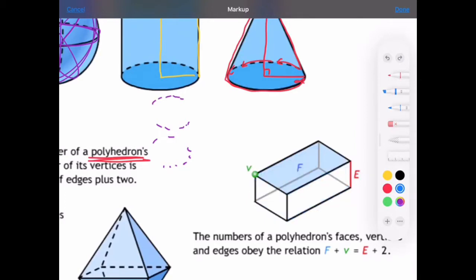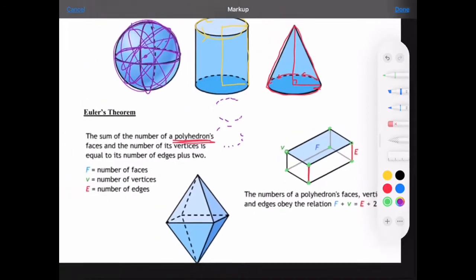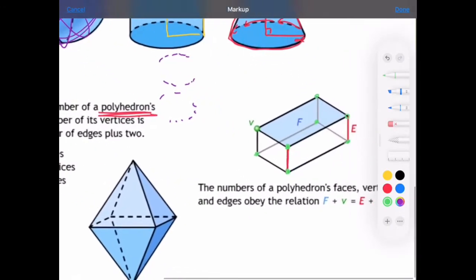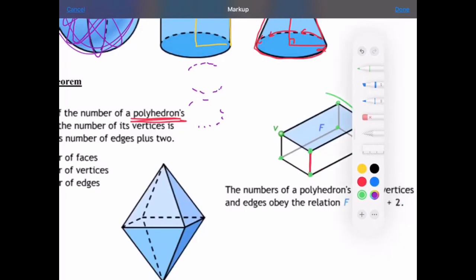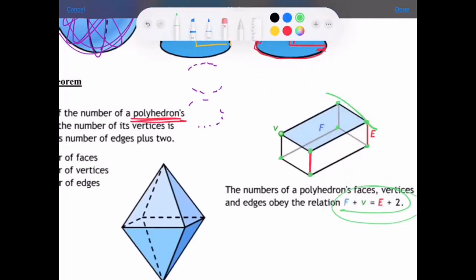Okay, so what are the edges? The edges are what we see here in red, I'm sorry. The edges are where the faces meet. So those are all the edges. All right, there's a lot of those. Last but not least, what are the vertices? The vertices are where the edges meet. Okay, so the vertices are all those green spots. All right, so Euler's theorem basically is right here. The number of faces plus the number of vertices is equal to the edges plus 2.